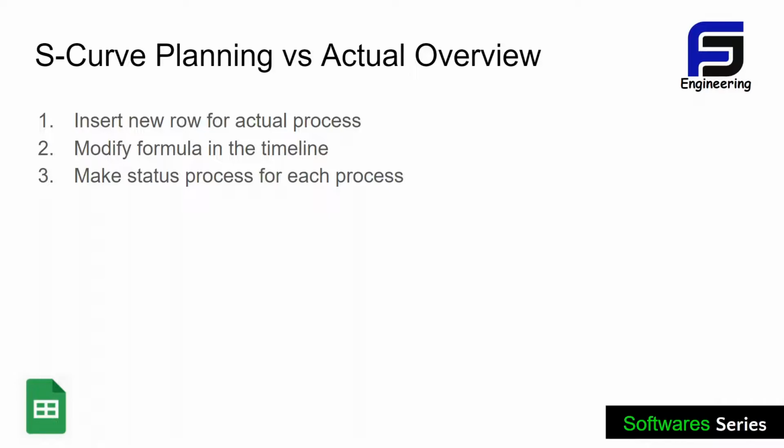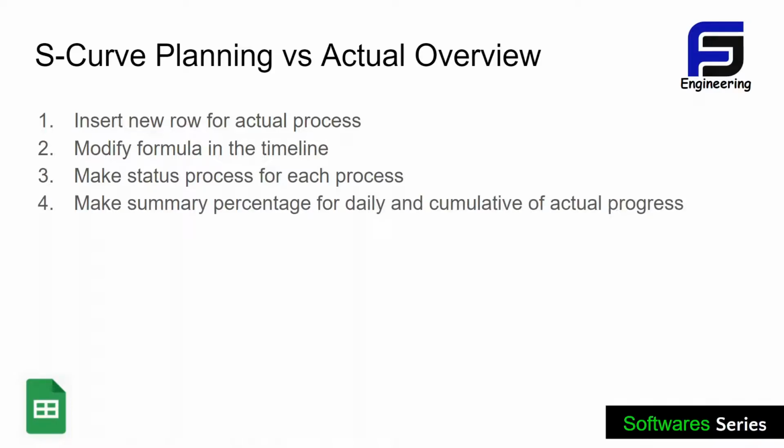Then we have to determine the status for each process. I will explain in more detail in the spreadsheet. In the next step, we will create the summary percentage for daily and cumulative, but for actual progress. Lastly, we have to modify the graph for S-curve planning versus actual. Well, to make it clearer, we can go to the spreadsheet file.